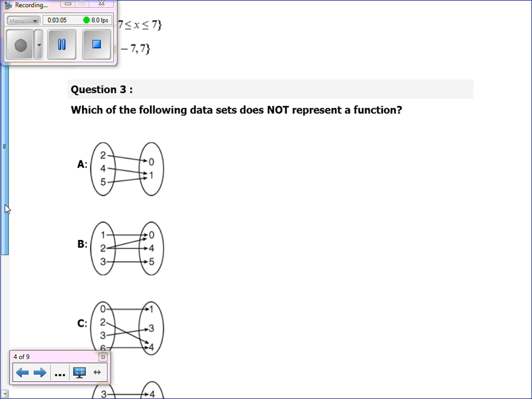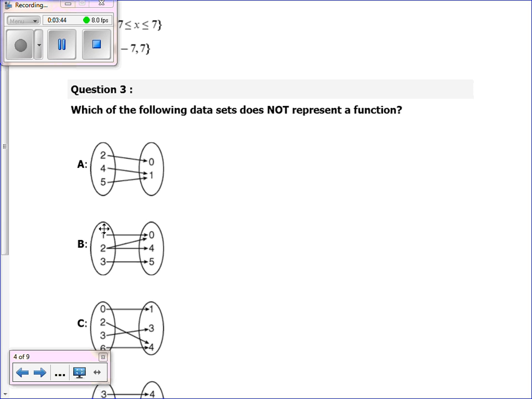Now, question 3. Which of the following data sets does not represent a function? So this one, I'm actually looking for the coordinate that repeats. Whenever we want a choice that is not a function, you're looking for the one that has a repeating x. Now look at choice A. 2 goes to the 0, 4 goes to the 1, 5 goes to the 1 as well. This choice A is a function. None of our x coordinates repeat.